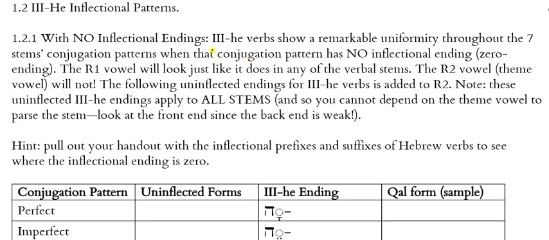There are places in our conjugation patterns where there's not an inflectional suffix, where the ending is 0. All right? What's amazing is that 3-hay verbs show a remarkable uniformity throughout the 7 stems conjugation patterns when the conjugation pattern has no inflectional ending. That is to say, when the ending is 0.